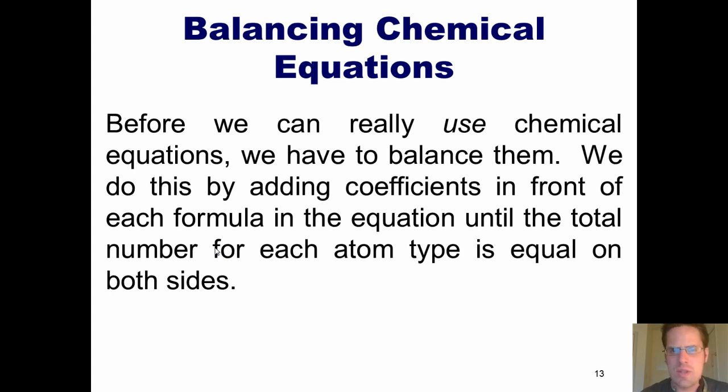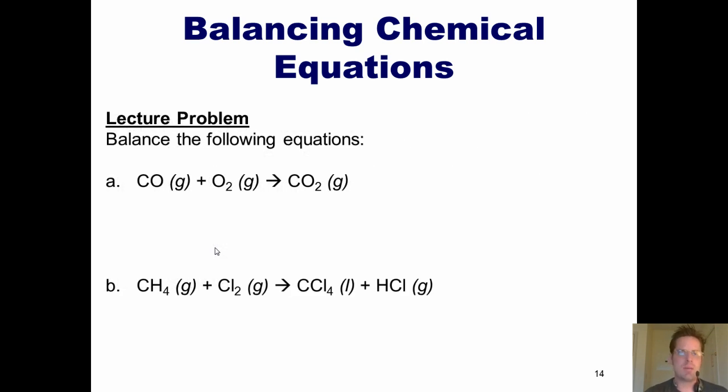I now want to introduce to you this concept of balancing chemical equations. You see, before we can really use chemical equations, we have to balance them. We do this by adding coefficients in front of each formula in the equation until the total number for each atom type is equal on both sides of the equation. Here are some lecture problems I'm going to throw at you to introduce you to this concept.